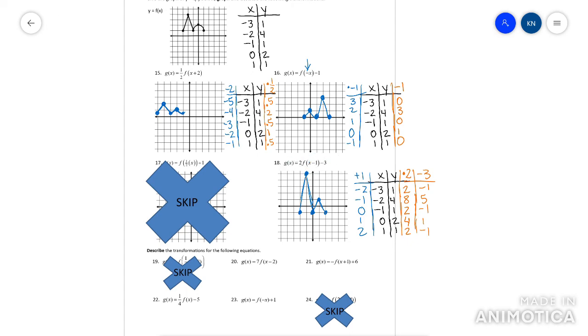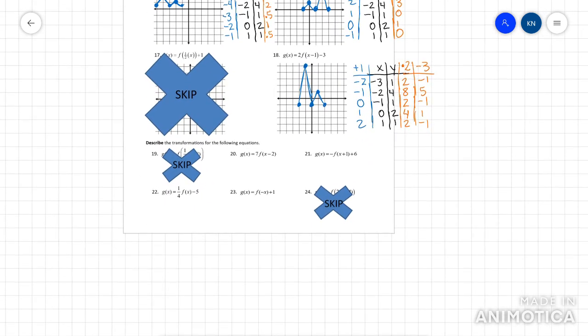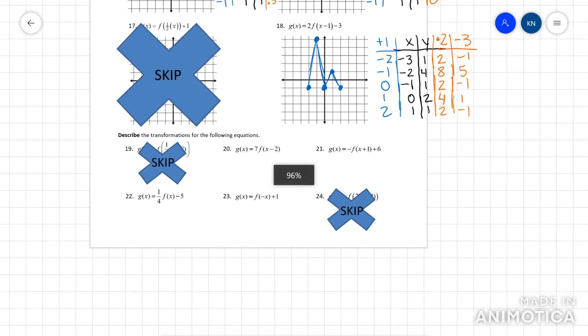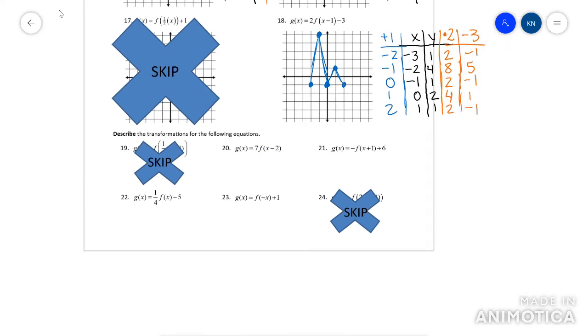Okay, the last section asks me to describe these transformations. So starting with number 20, this first transformation is outside, so it has to be vertical. And it is multiplying that f. So when you multiply, you're doing either a stretch or compression. Timesing by 7 would be a stretch.